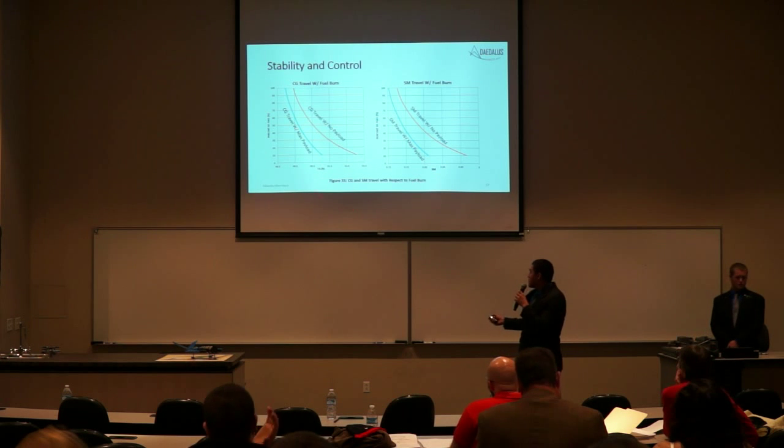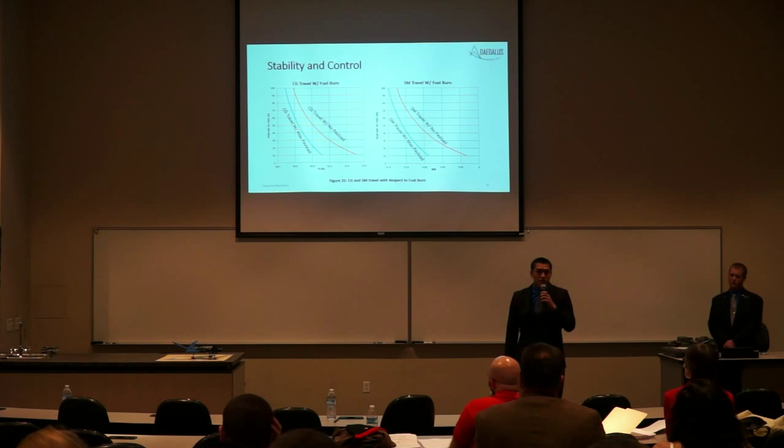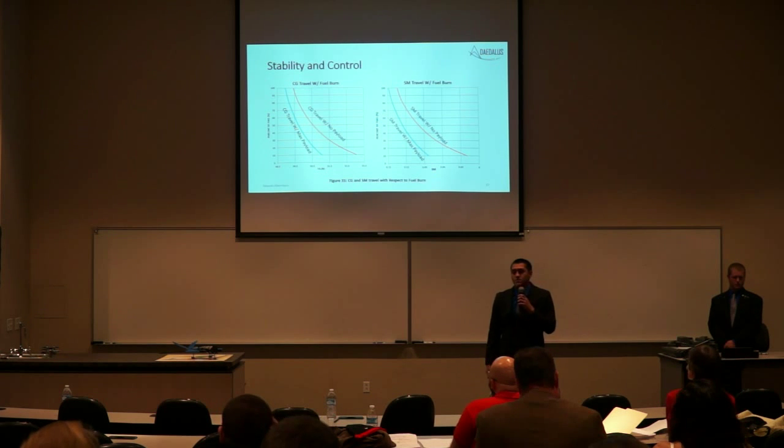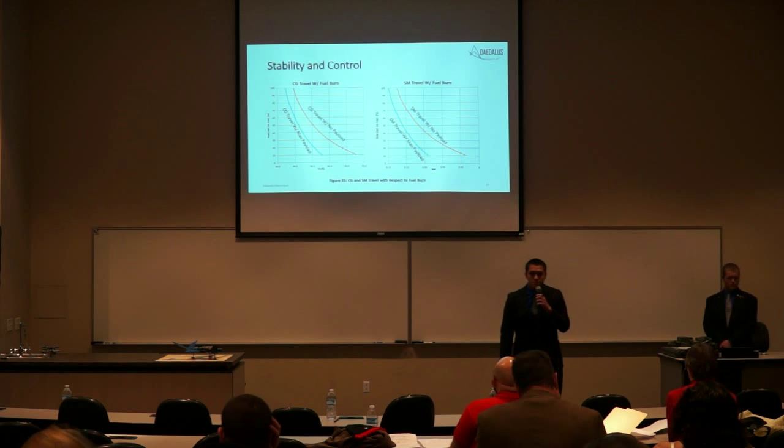However, to mitigate such a large travel in CG, the fuel closest aft can be burned first, or you can use a series of fuel pumps to shift the fuel forward, and as a result, adjust the SM travel as well.